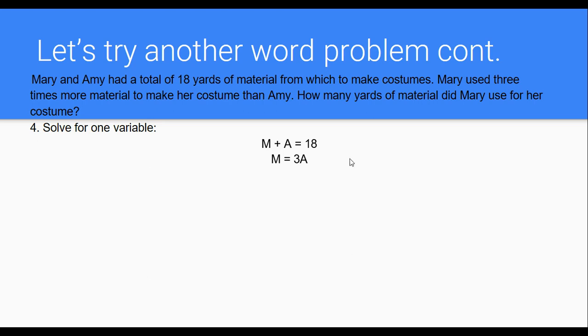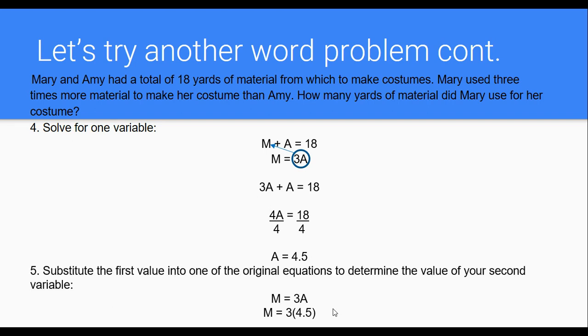Were you right? Let's walk through how to do it. So we're going to replace M, or Mary, with 3 times Amy. Okay, substitute. Combine like terms and divide by our coefficient. So Amy used 4.5 yards of fabric.